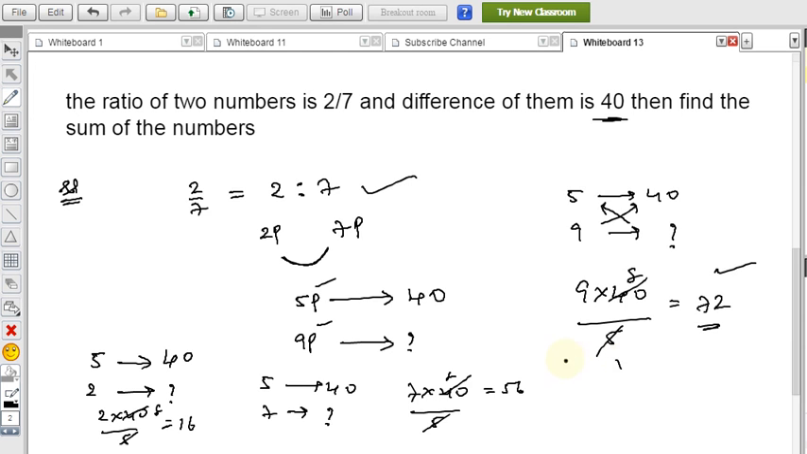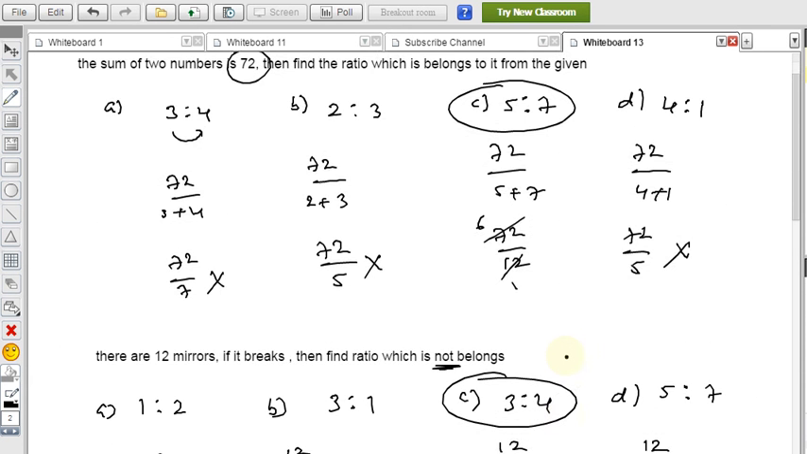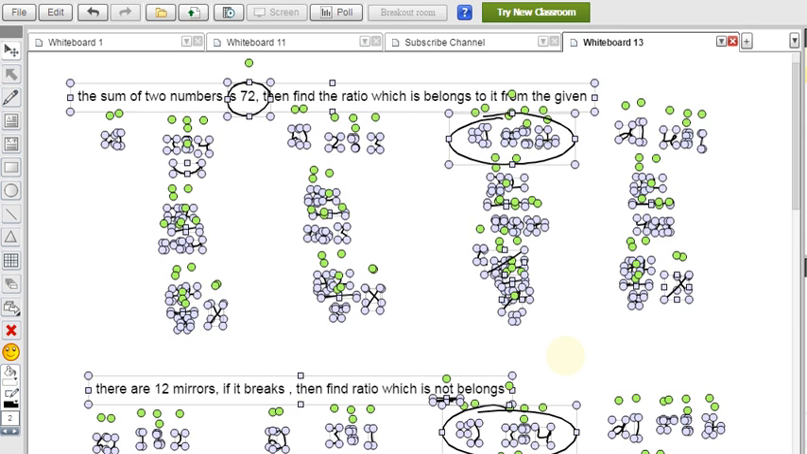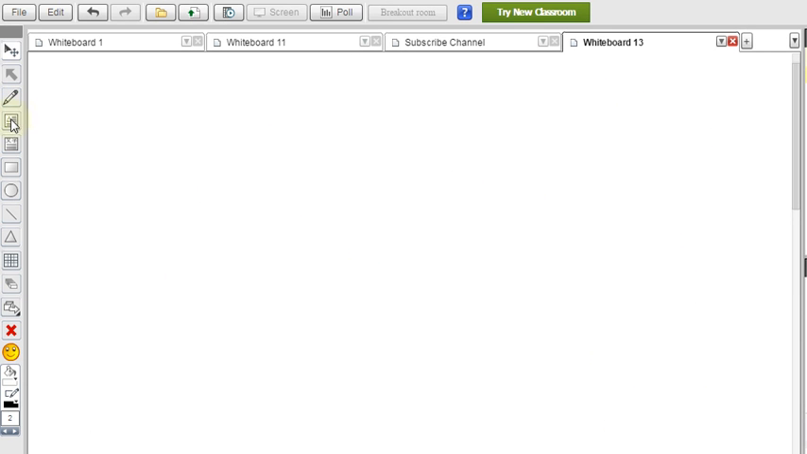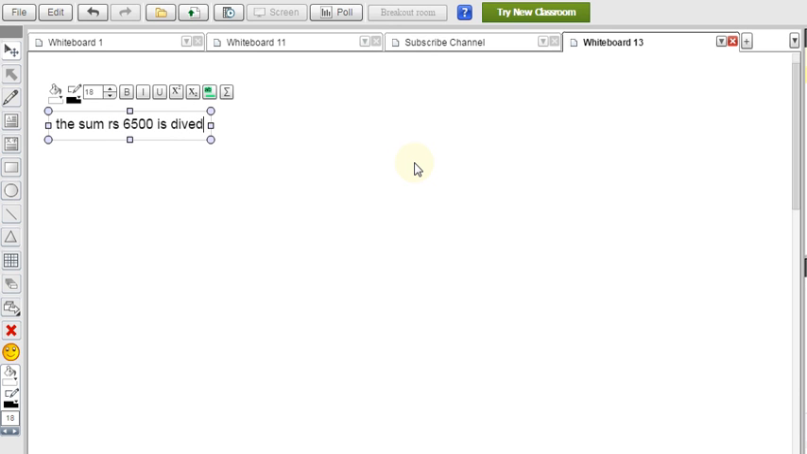Let's see the question, a word problem. One more. The sum, rupees 6500, is divided into A, B and C, three members.